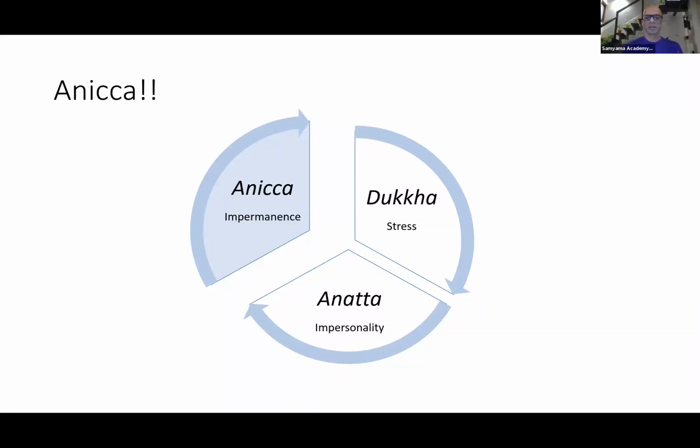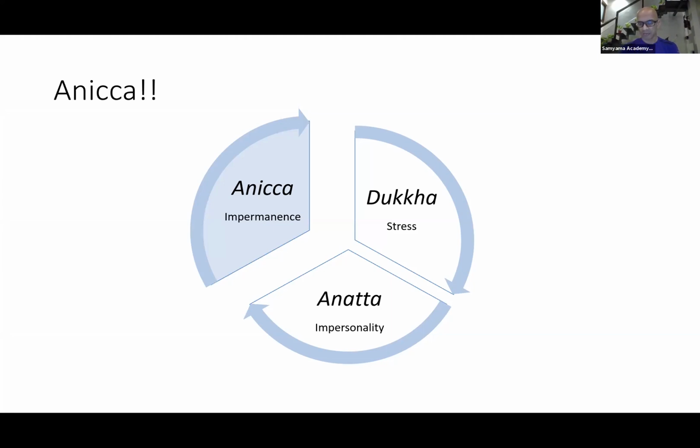So today, we'll talk about this concept of anicca. It's a Pali word and most commonly translated as impermanence.